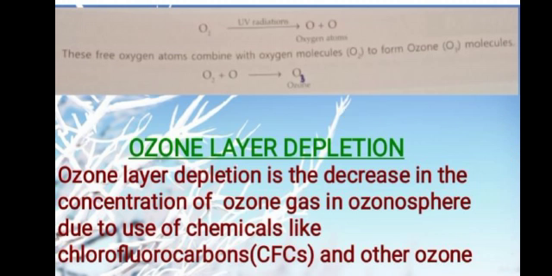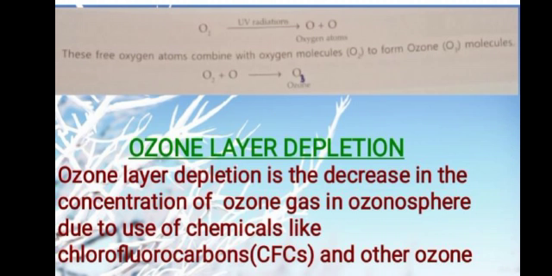It can be represented as, you can see, an oxygen molecule with the help of UV radiations gets converted into 2 independent oxygen atoms. These free oxygen atoms combine with oxygen molecules to form ozone molecules.